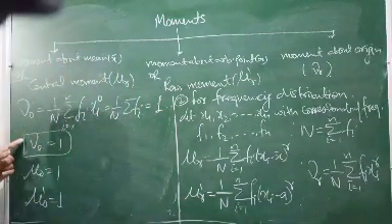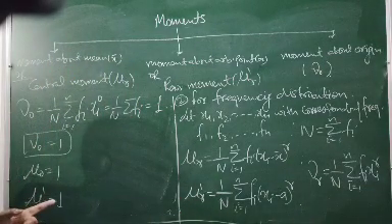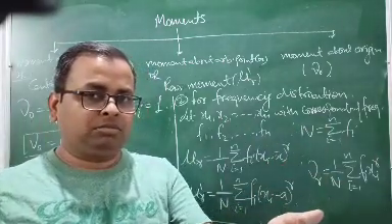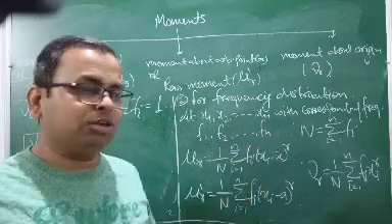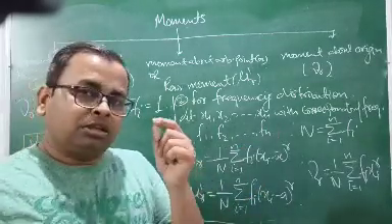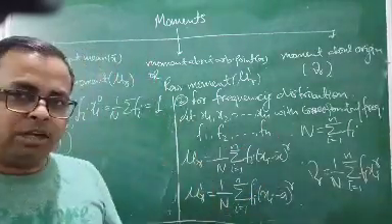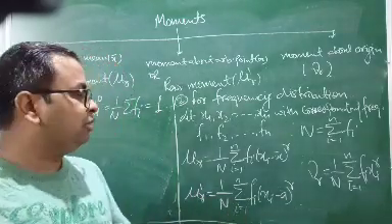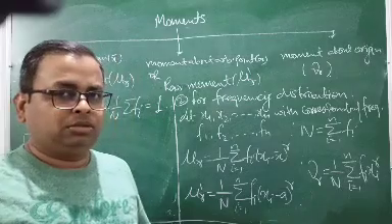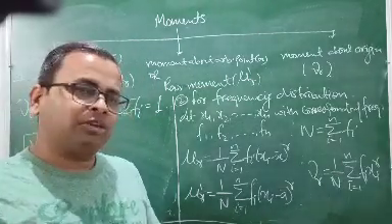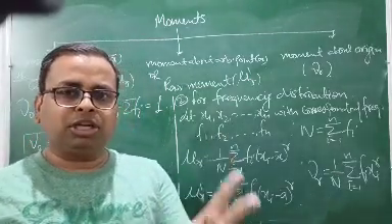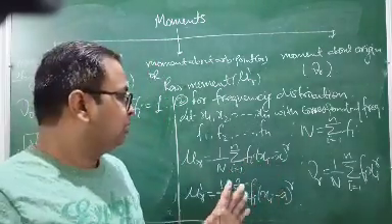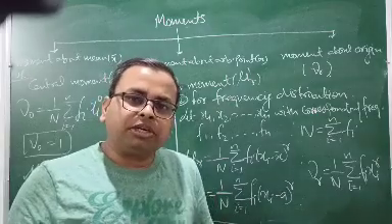But this is not our first moment. First moments start from r is equal to 1. If we put r equal to 1 in these formulas, these are the first moments. Second moments if you put r equal to 2, third moments if you put r equal to 3, fourth moments if you put r equal to 4. Generally we calculate only the first four moments, for r equal to 1, 2, 3 and 4.